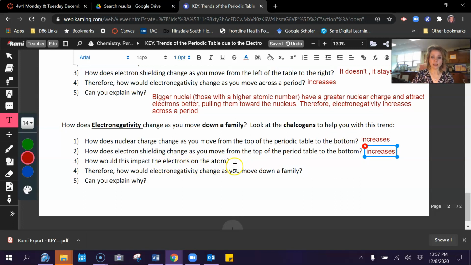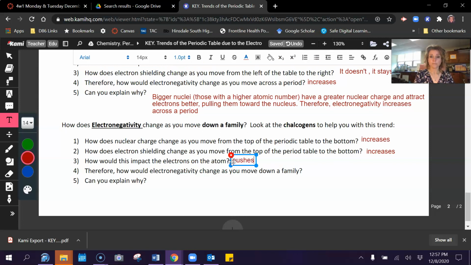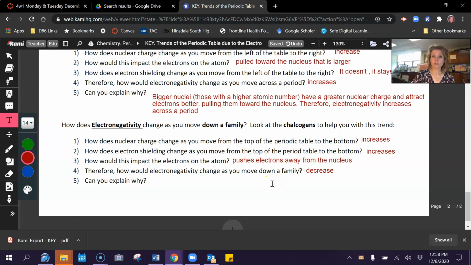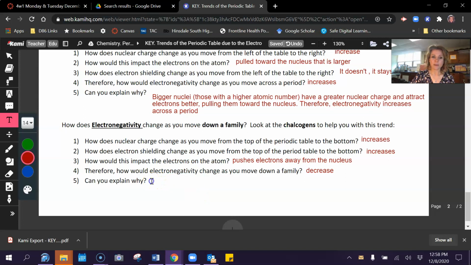So how does this impact the electrons on the atom? So if we have lots of energy levels around the atom, it's going to push electrons away from the nucleus. So how does electronegativity change as you move down a family? It's going to decrease. And the reason is this. Remember, electronegativity is the ability of an atom to attract electrons. But if you've got shielding, it's pushing electrons away. It's doing exactly the opposite of what electronegativity is. So that's what I'm going to write in my blank here.